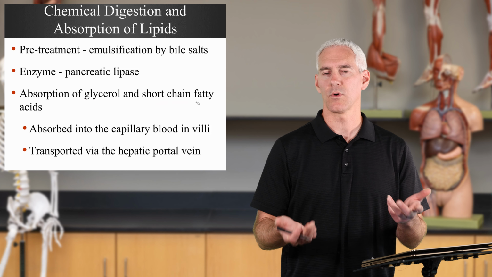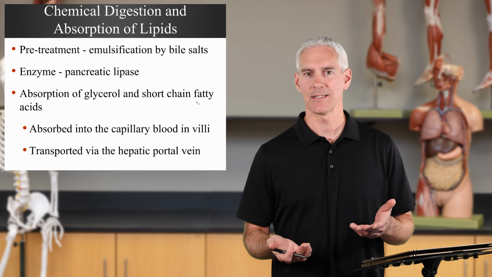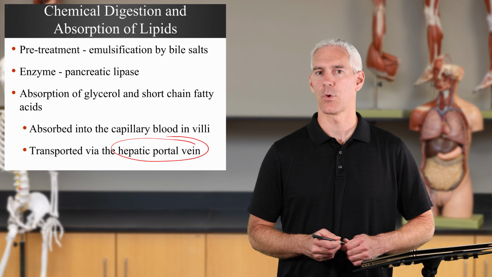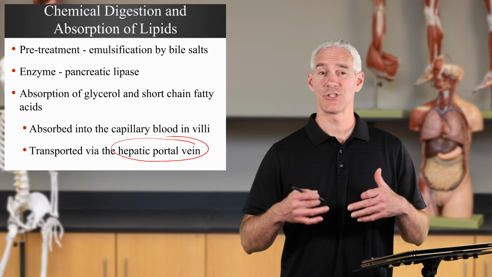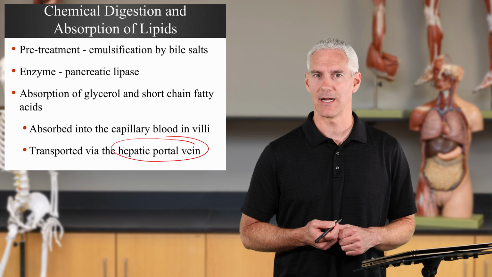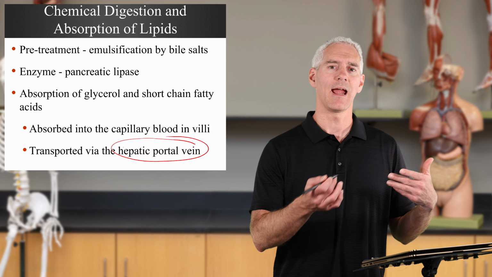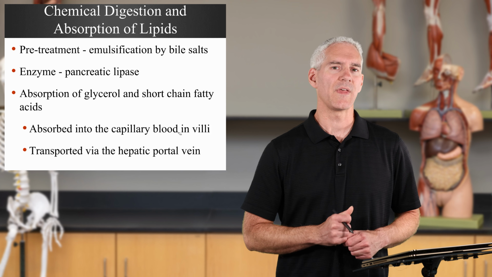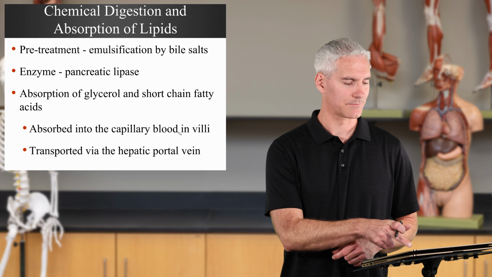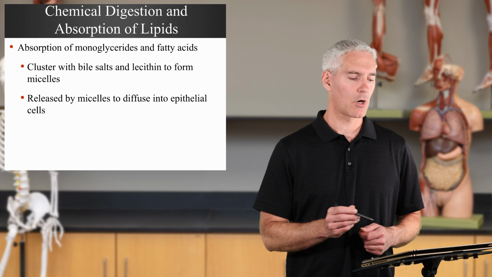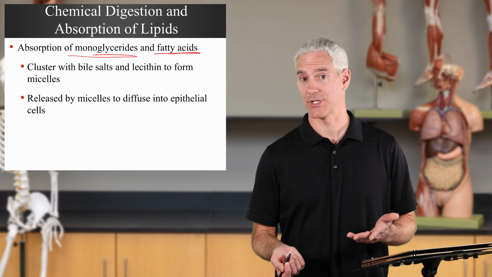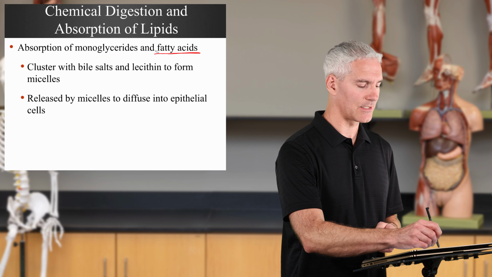They're going to be absorbed right into the blood capillaries from the villi, transported to the system, and up through the hepatic portal vein. Pretty much just like the previous two we talked about, the proteins, amino acids, and the carbohydrates, the monosaccharides. But things get a little different after that. Now, if you're absorbing the monoglycerides or the rest of the fatty acids, not the short chain, now things change.